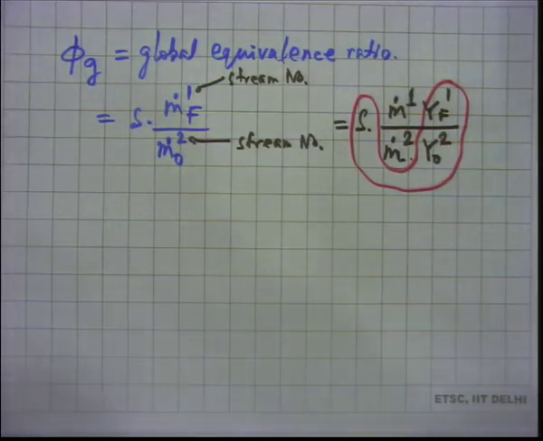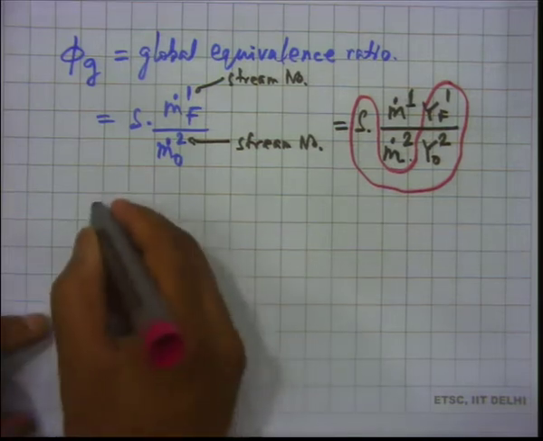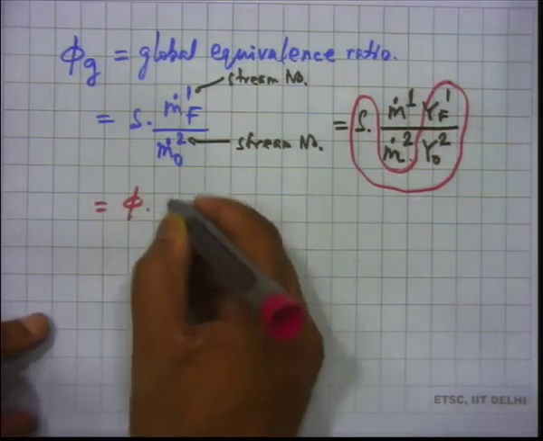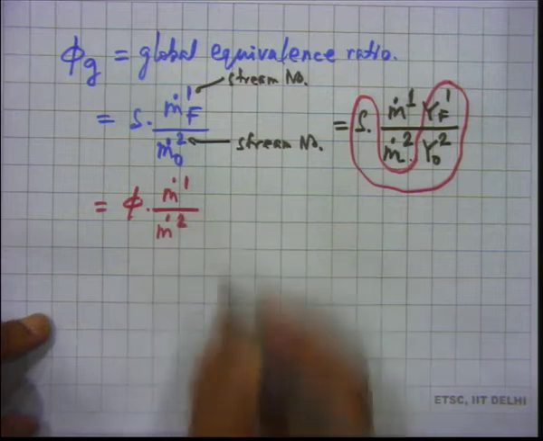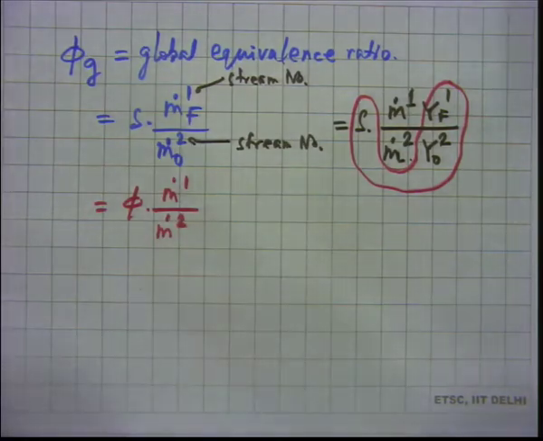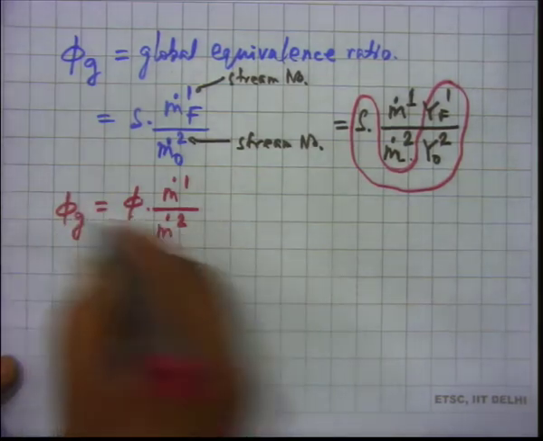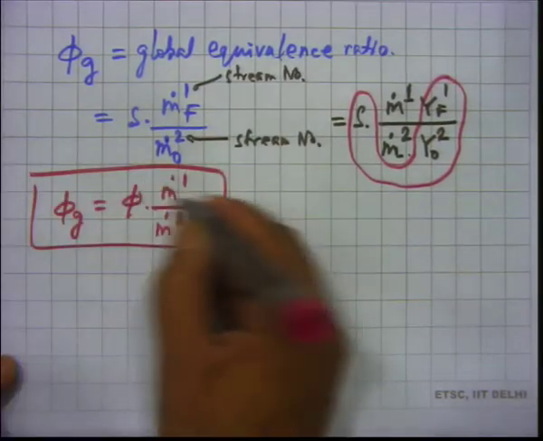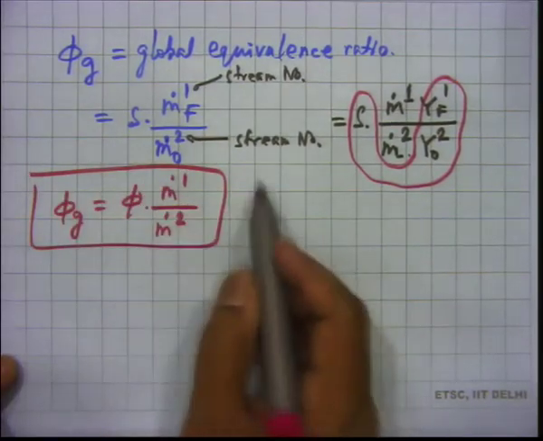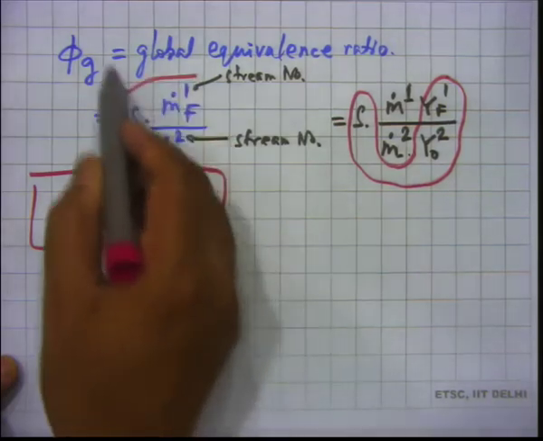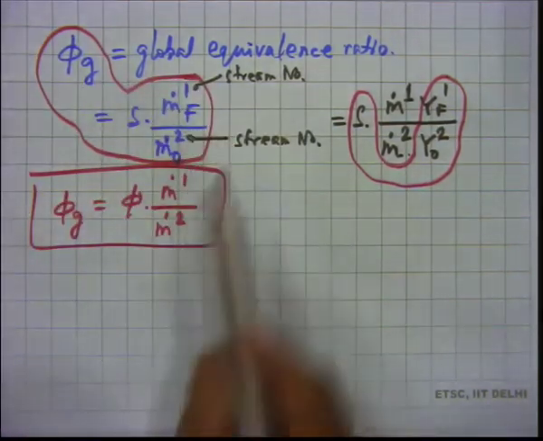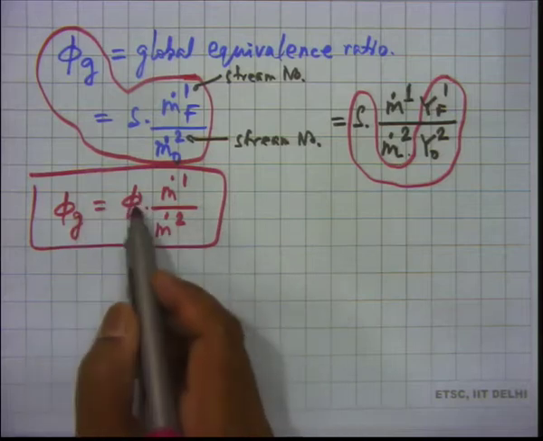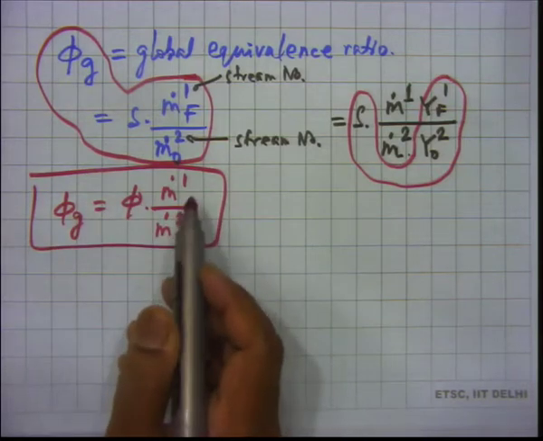So, that means this is equal to phi into m dot 1 divided by m dot 2. So, this is our phi g. The basic expression for phi g, the global equivalence ratio, is this one, but phi g is connected to phi through this expression.